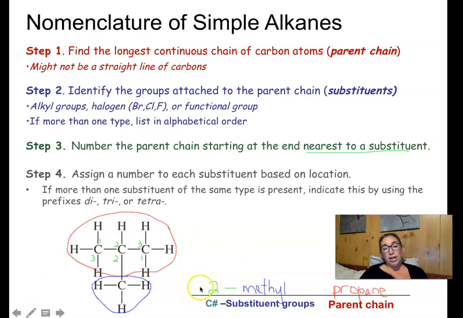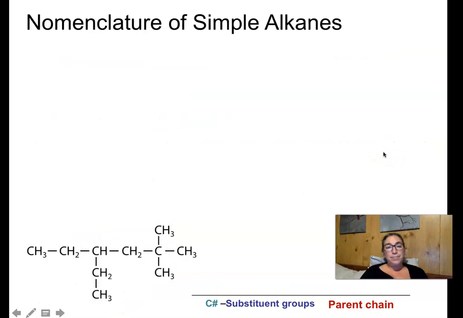So it would be 2, 2. And we would indicate that we had 2 methyl groups by adding a prefix, di. Or if we had 3, we would add tri, etc. So this is a very simple example. It's just 2-methylpropane. We're going to work our way up a little bit.